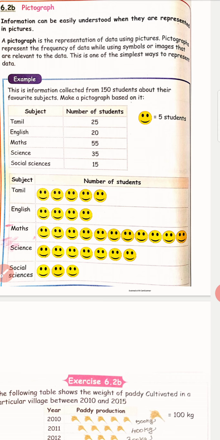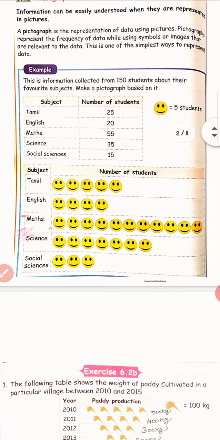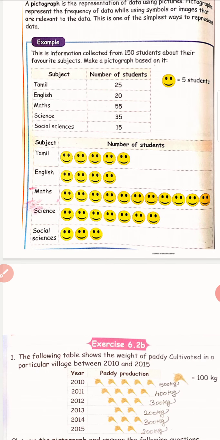So how to draw the pictograph? First you write the subject on this side and the number of students on the other side. First Tamil, you see the data, Tamil 25 students. So you draw smileys. One smiley represents 5 students. So how many smileys do we draw? 5. One smiley 5, 2 smileys 10, 3 smileys 15, 4 smileys 20, 5 smileys 25. So it's a pictograph. For the given data we have to use symbols.